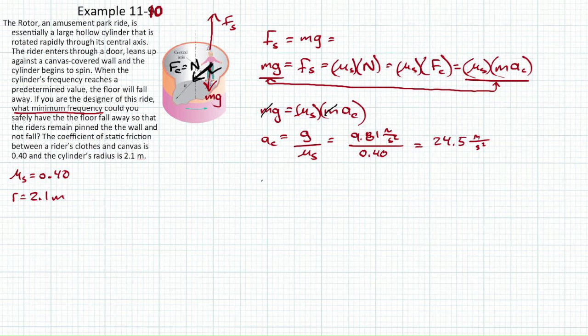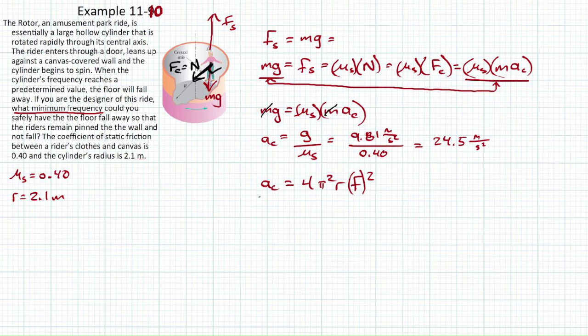If you look in your notes, remember, we have a relationship between centripetal acceleration and frequency. That is 4 pi squared times the radius times our frequency squared. So let's simply solve for frequency.